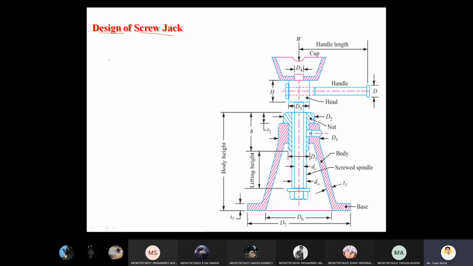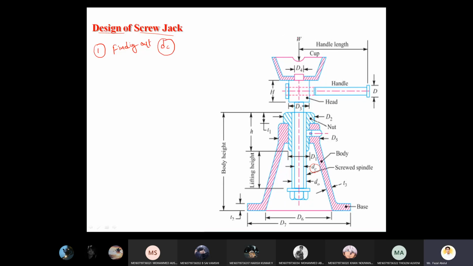Now in the design procedure, the first point is finding out the core diameter, denoted by D suffix C. Here you can see on the image D suffix C, the core diameter, on the screwed spindle. So Dc, first of all, we need to find out.